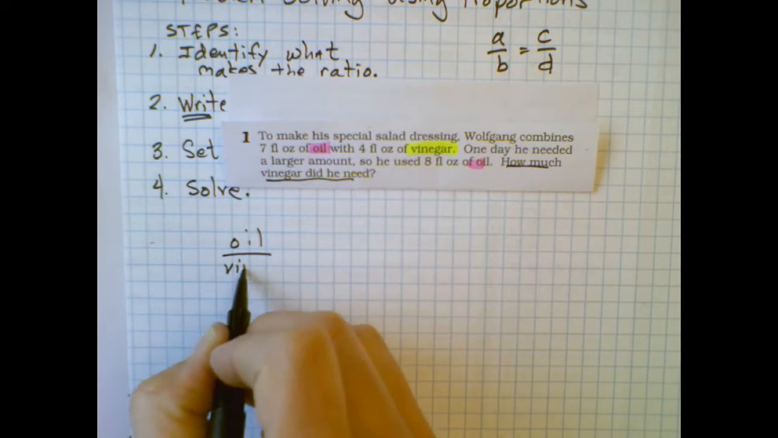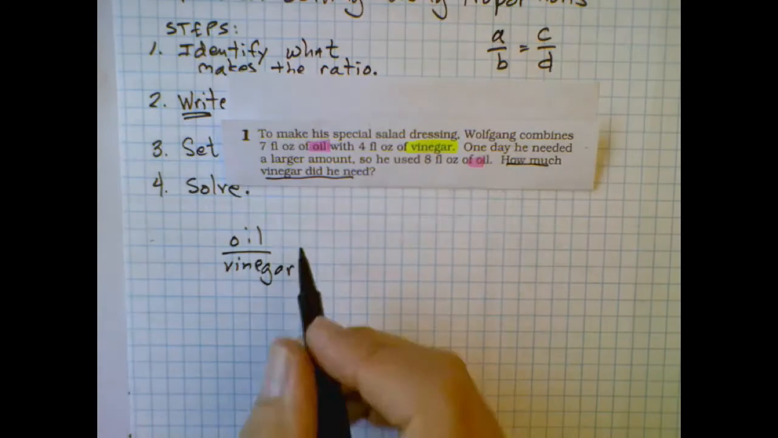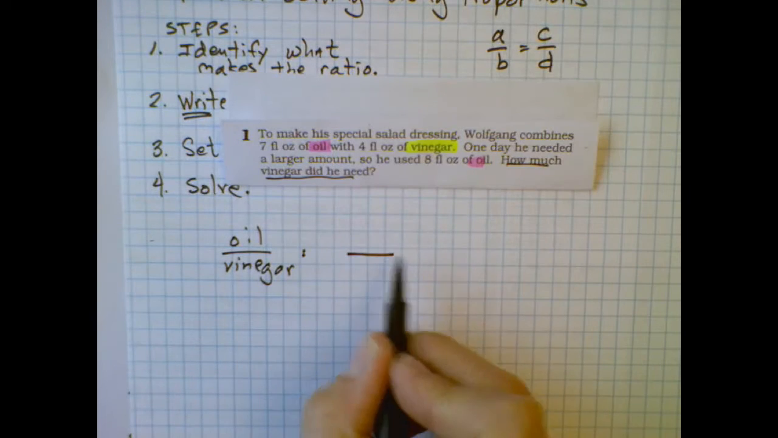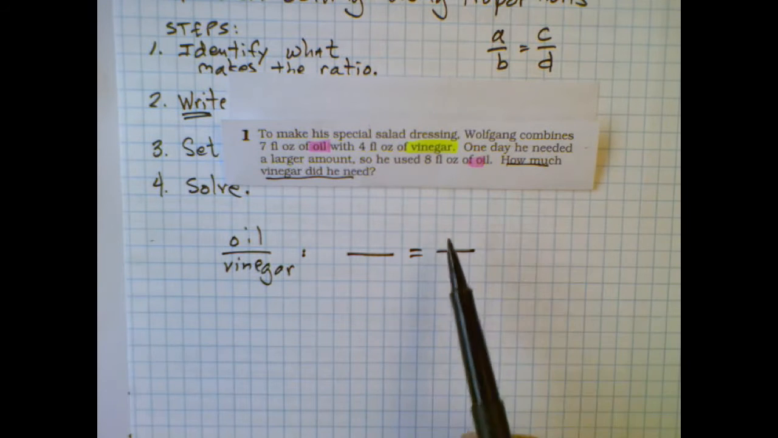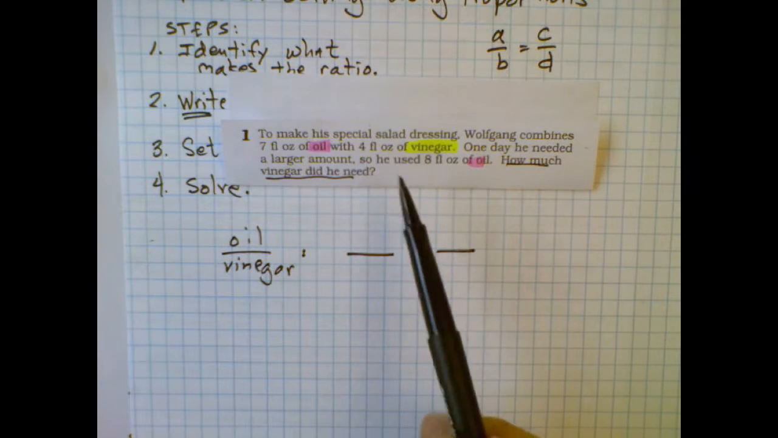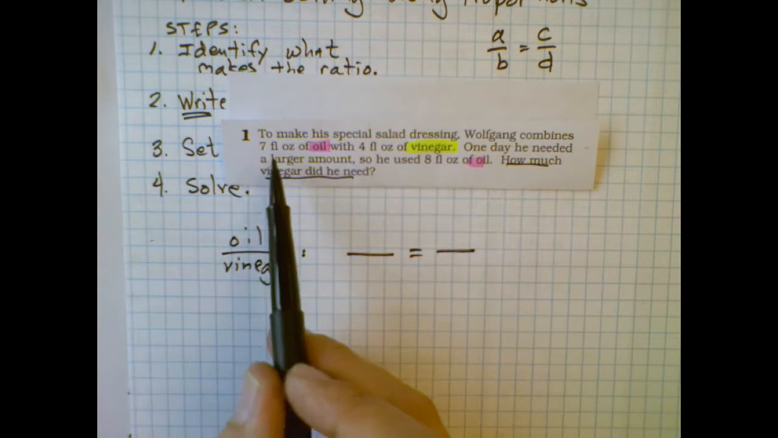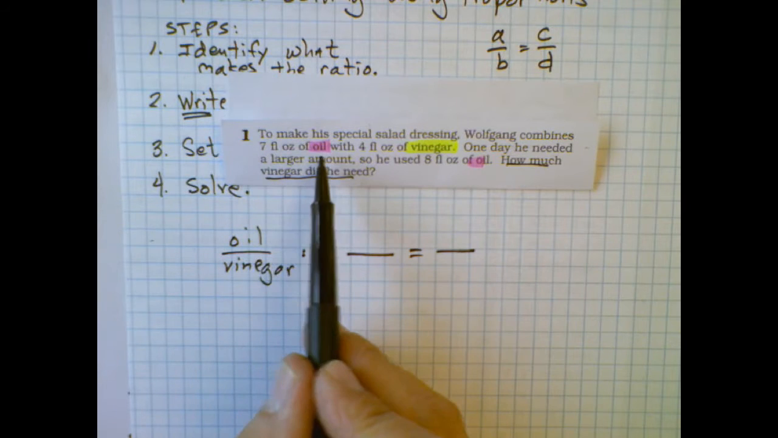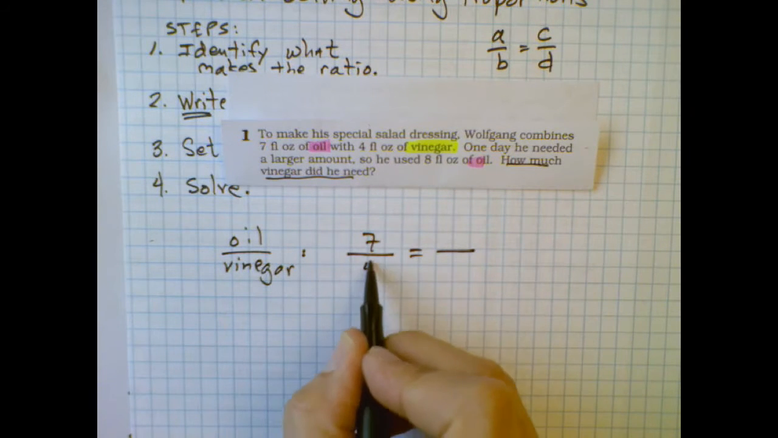Now that I have this written down, the nice thing is it helps me set up the problem. All proportion problems look like one fraction equaling another. I notice there are always 1, 2, 3, 4 places to fill in, and conveniently I have 3 pieces of information here. So the oil is always going to go on top. It tells me there's 7 fluid ounces of oil to 4 fluid ounces of vinegar. This is his recipe.